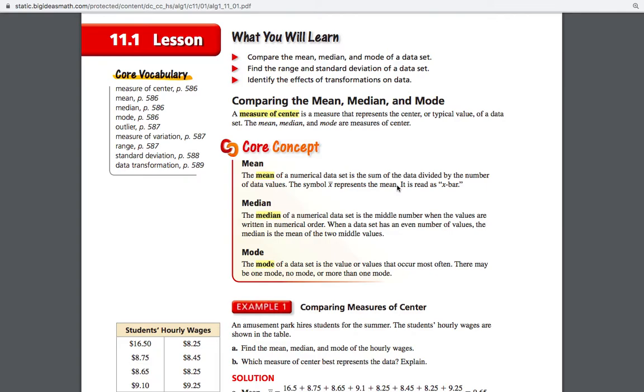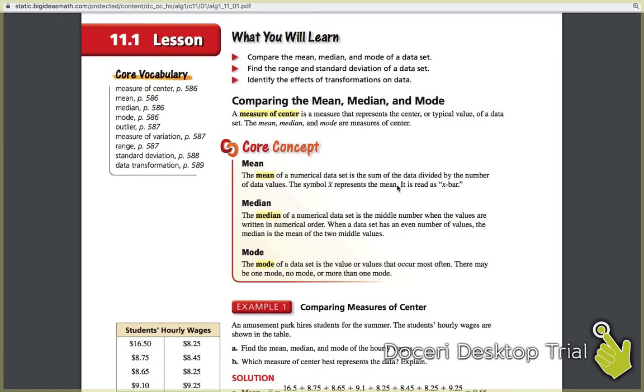Talking about mean first, and the mean is another way of saying the average, right? So when we say average, typically that's what we mean by mean. Real quick, it's represented by that symbol right there. We call it X bar. X bar is the mean or the average. So if you ever see that, that's what we're talking about.